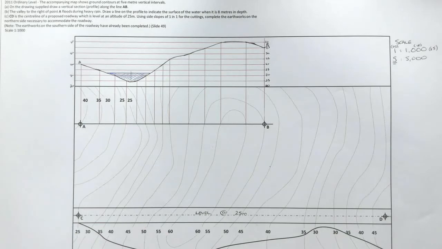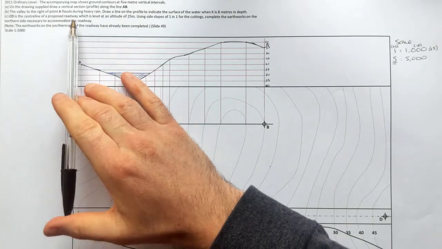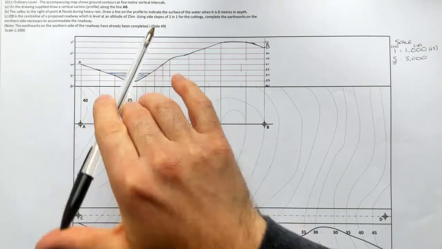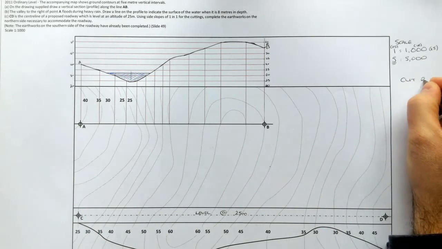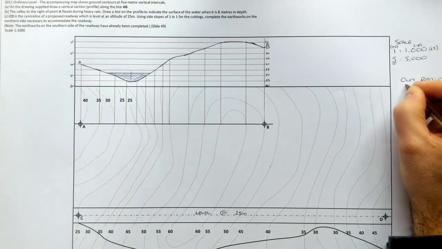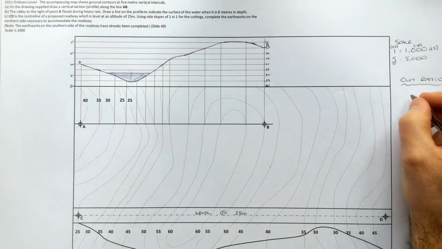So I assume in this case we're actually going to have to do cuts. So it says here, using side slopes of 1 in 1 for our cuts, so our cut ratio is 1 in 1. Our cut ratio is 1 in 1.